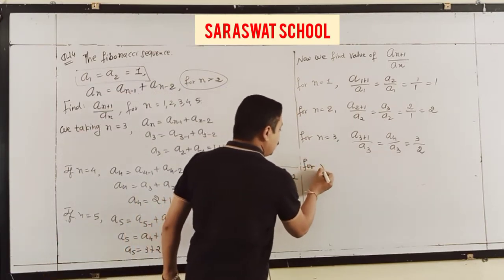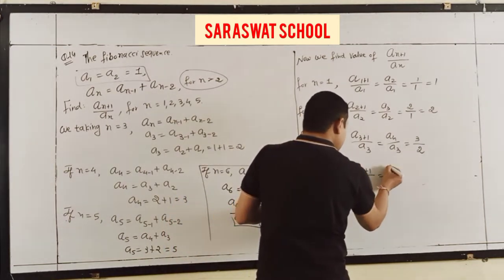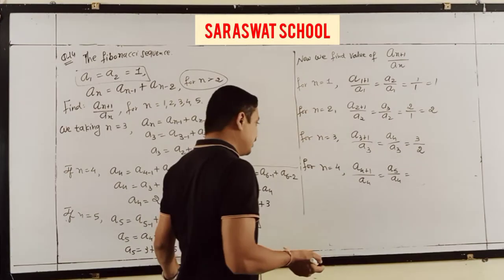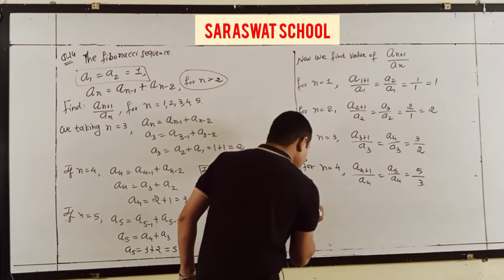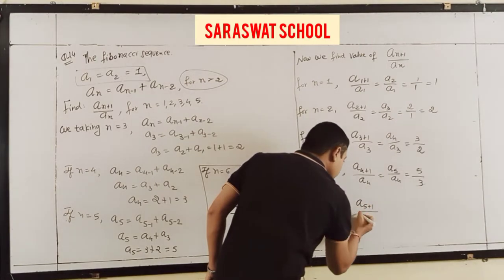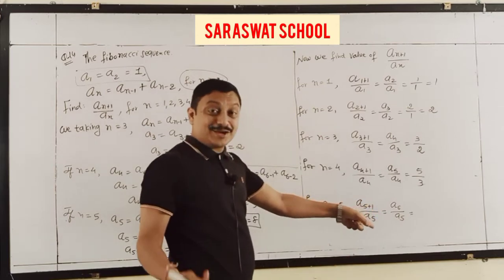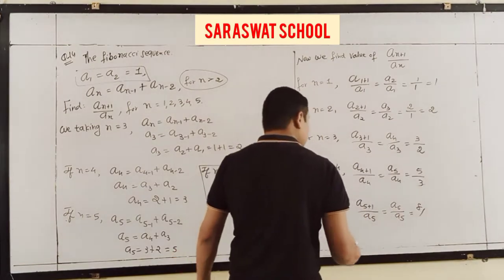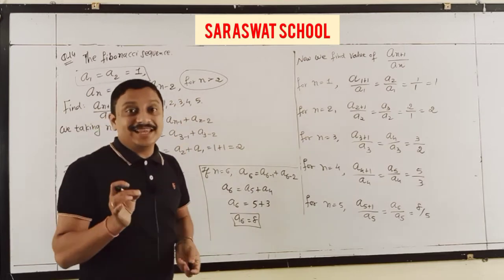Next doing, for n is equal to 4. A4 plus 1 by A4, which is A5 by A4. Now what is A5? A5 is also known, 5. But A4? Yes, it is 3. Next doing, for n is equal to 5. A5 plus 1 by A5, which is A6 by A5. Yes, that's why I did up to 6. A6 is 8 and A5, students, is 5. And that's your values created for all n from 1 to 5, students, easily and happily done.